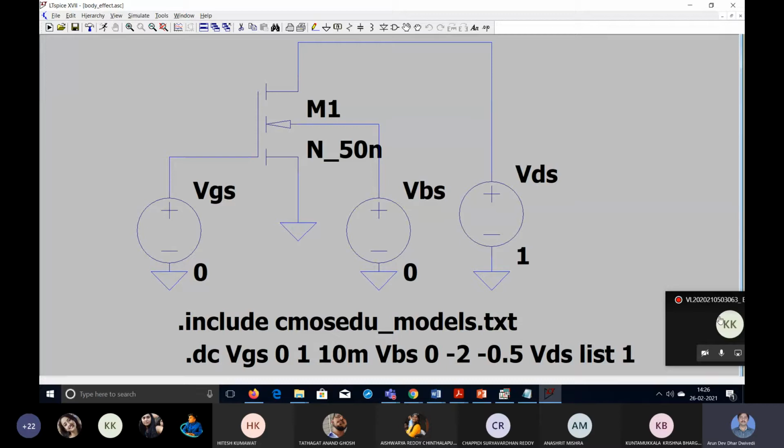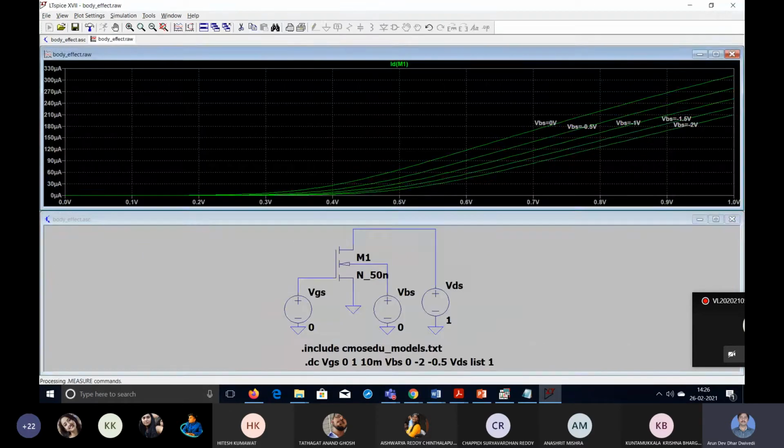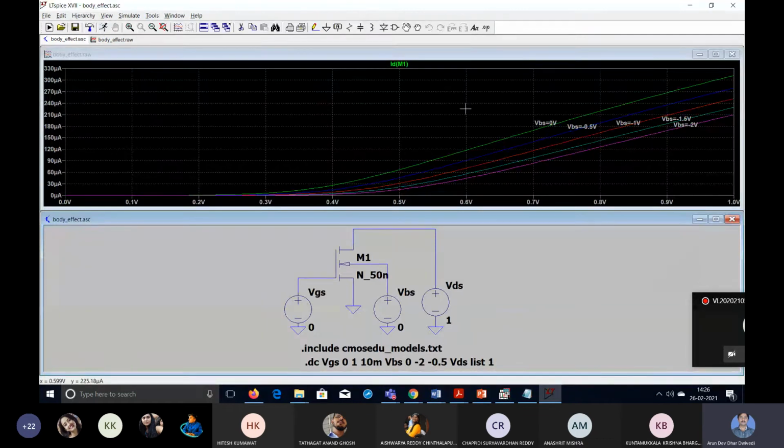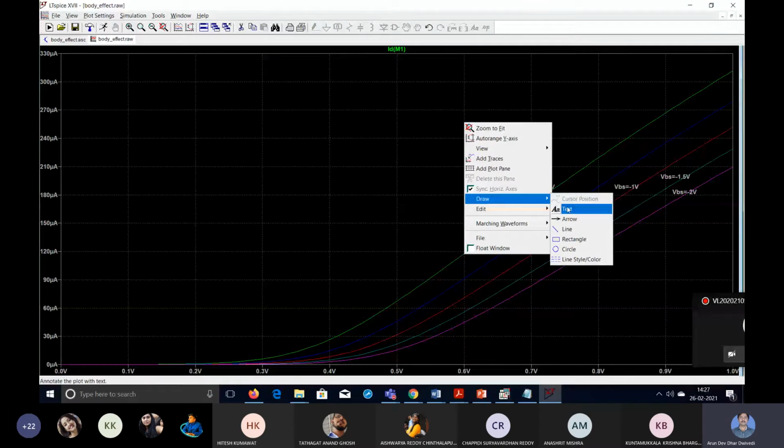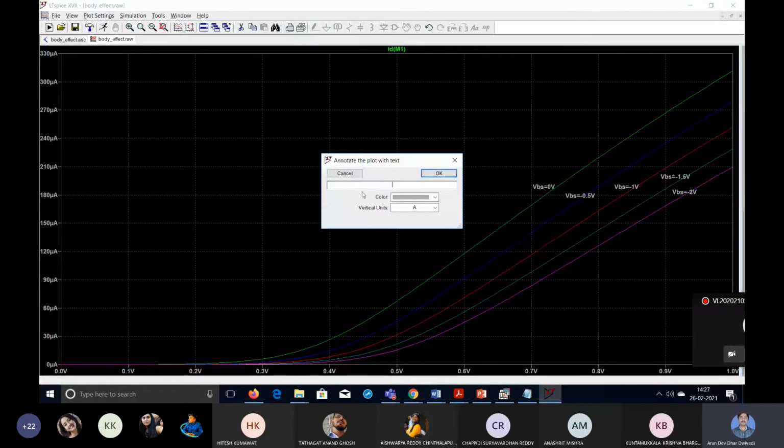Next, we can run the simulation. We can see the effect. So let us see. Running simulation, and this is the plot which is coming automatically. It is coming, but we can select here the ID you want to plot. By clicking here, it will plot. After that, some text is also added. So how is it added? We can right click and draw. There is a draw, then a text option. Here we can write something like VBS equal to -1, suppose -1 volt. So we can click OK and then put it here somewhere like that.